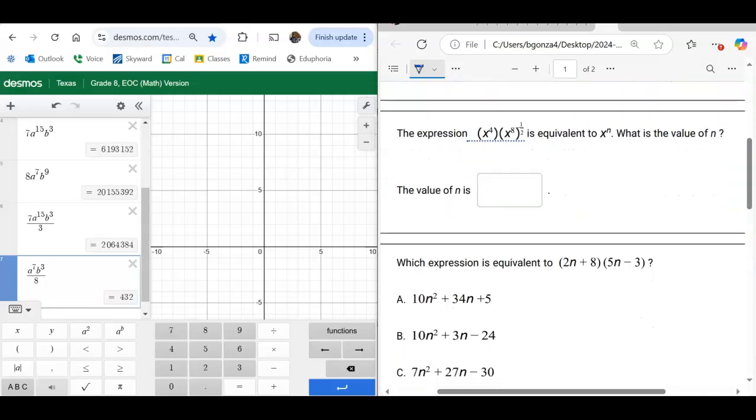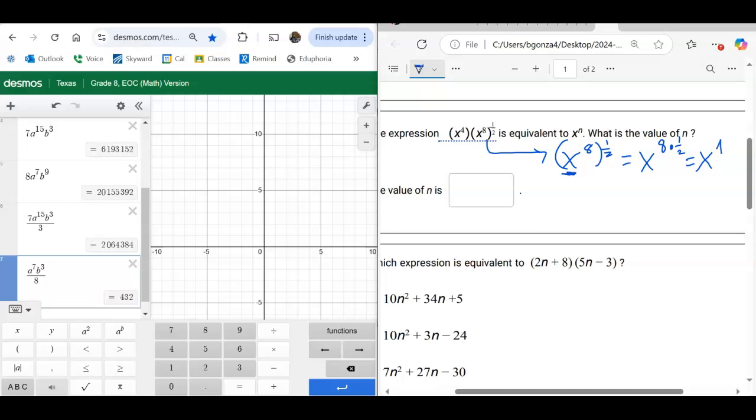Now, we have an expression here. What is the value of n? All right? So, when we're doing this, first off right here, x to the 8 to the 1/2, okay? When you have one base to a power, these are going to multiply. So that's x to the 8 times 1/2. And 8 times 1/2 is 4.